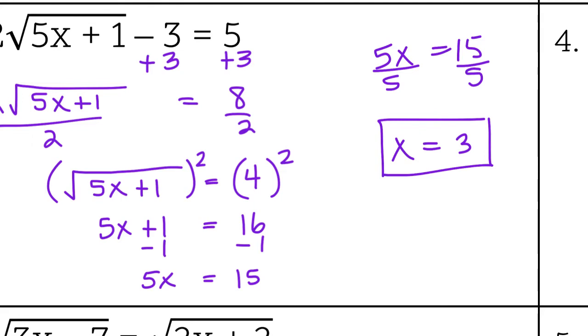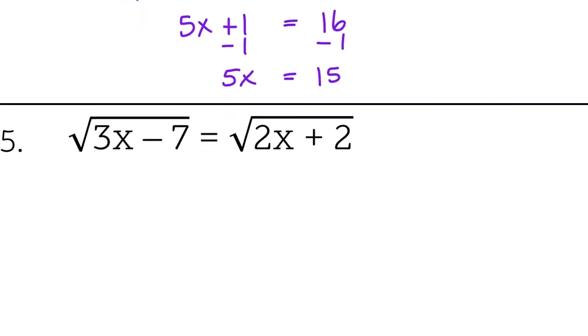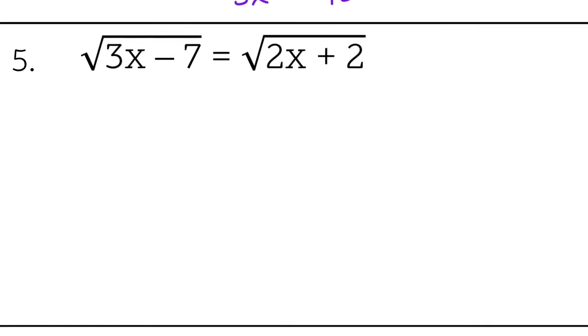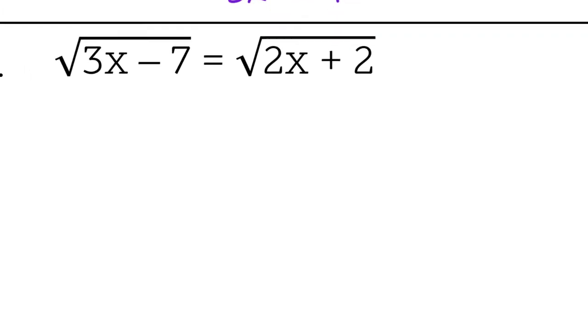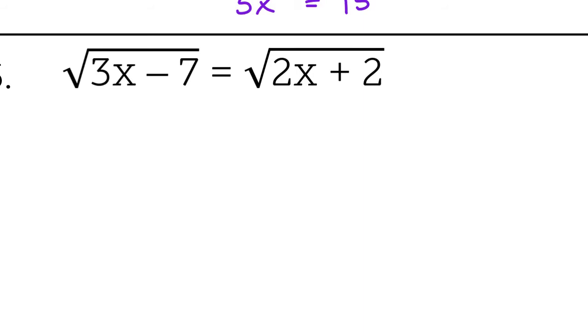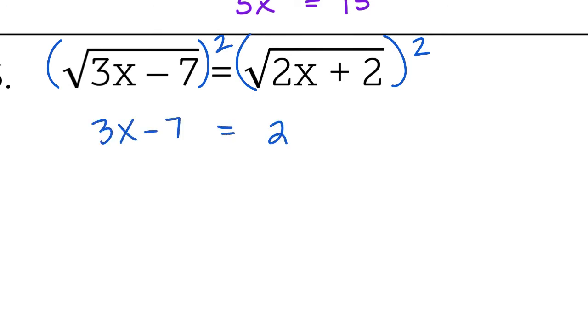Okay, so I want to do another radical equation, but this time there's square roots on both sides of the equal sign. So that's okay. As long as they're isolated, we can still solve this. The first thing we want to do is get rid of those square roots. So the opposite of square root is to square, and what you do to one side of the equal sign, you have to do to the other. So once I square both sides, I'm just left with 3x minus 7 equals 2x plus 2. No more square roots.